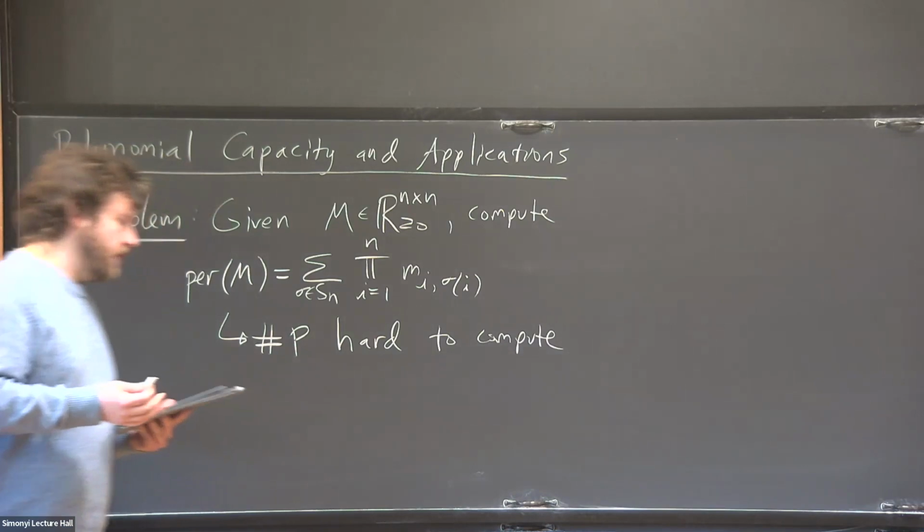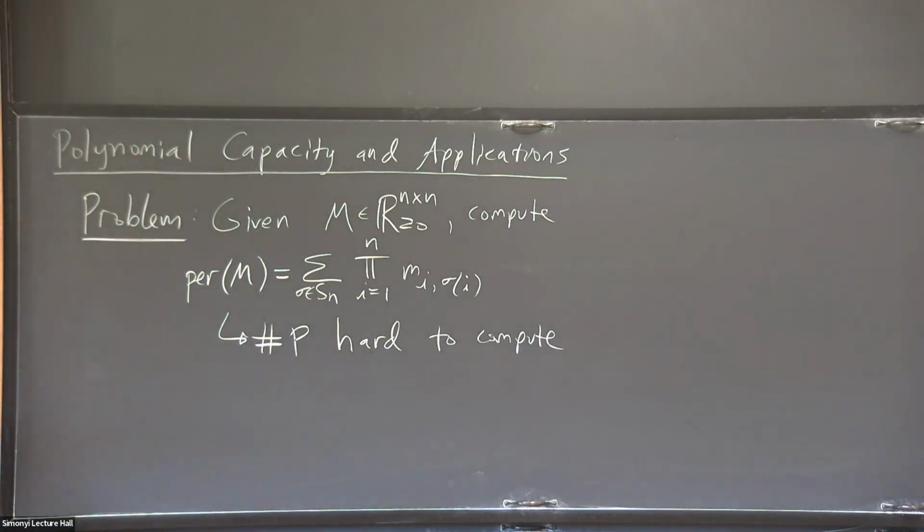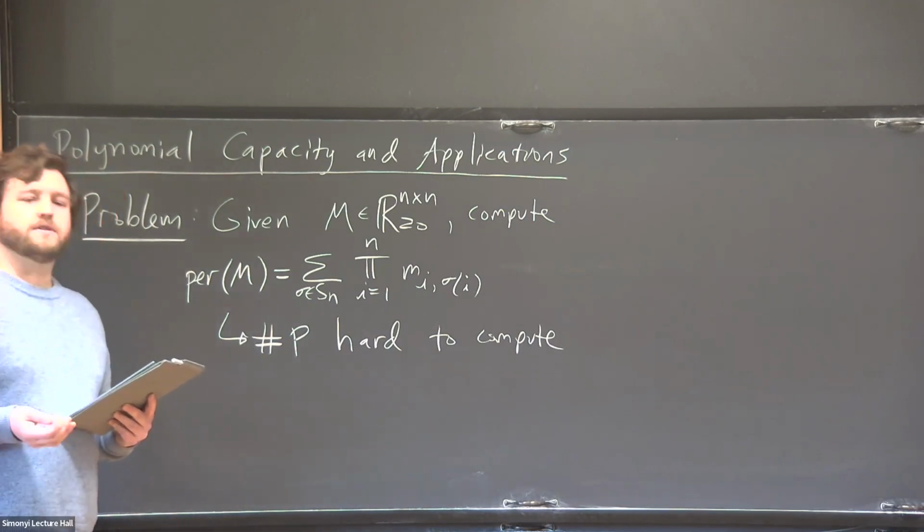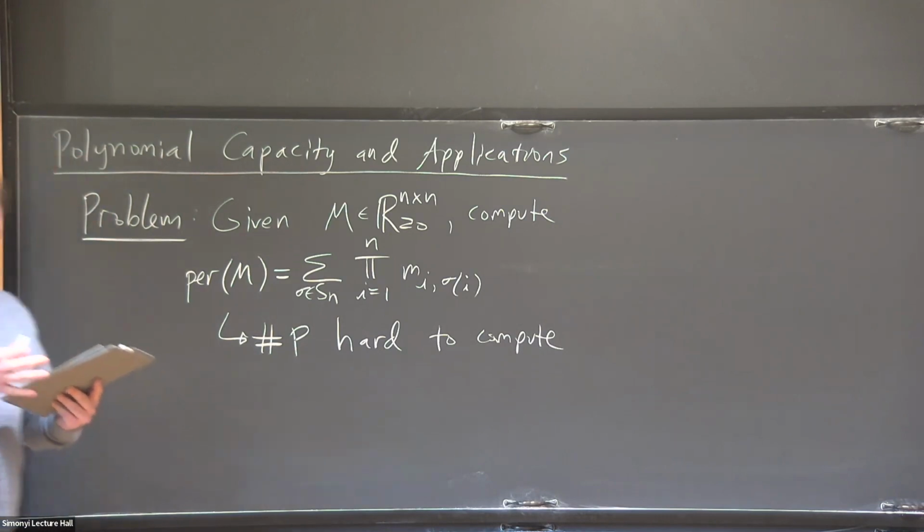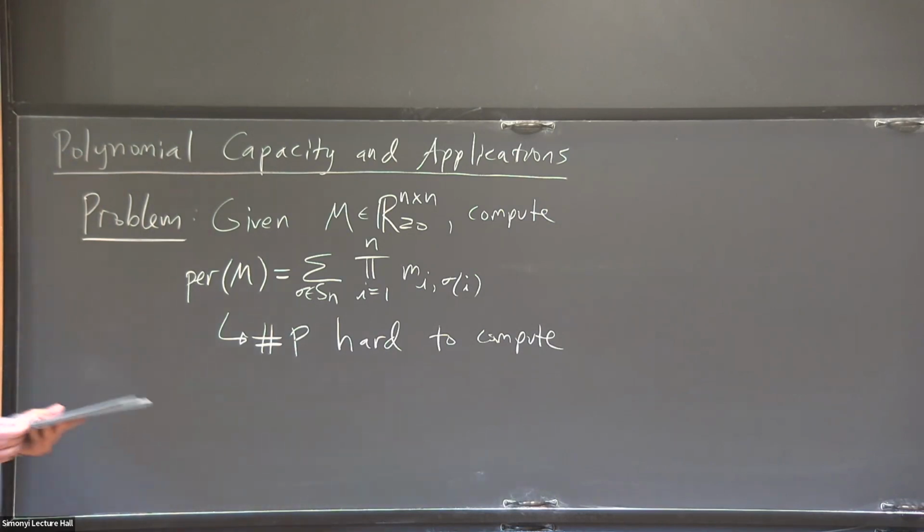I'm going to talk about two of those approaches today. One of them is due to Linial, Samorodnitsky, and Wigderson in '98, via matrix scaling. Another is due to Gurvits in 2004, which is around the point of spawning this notion of capacity that I'm going to talk about now.